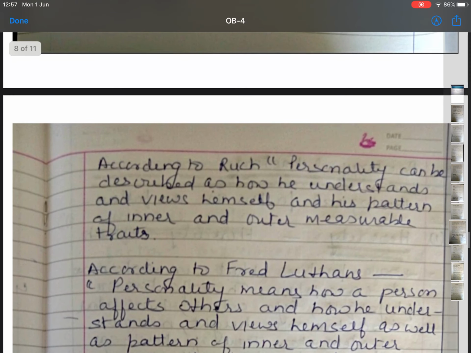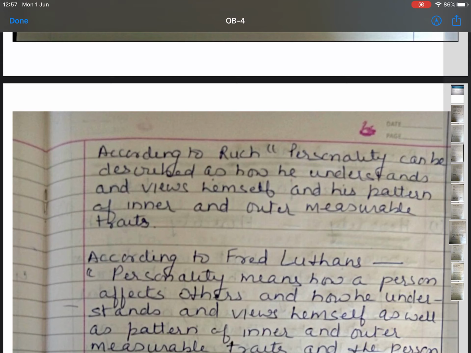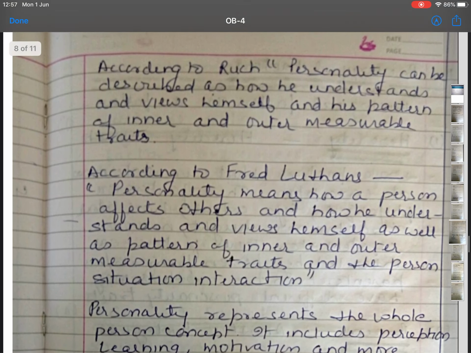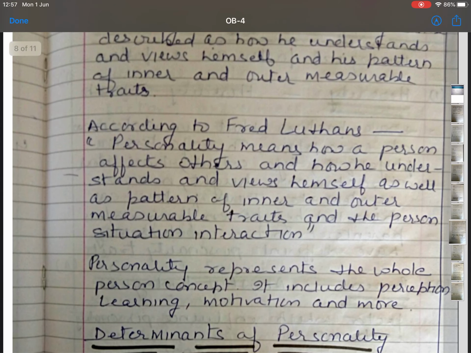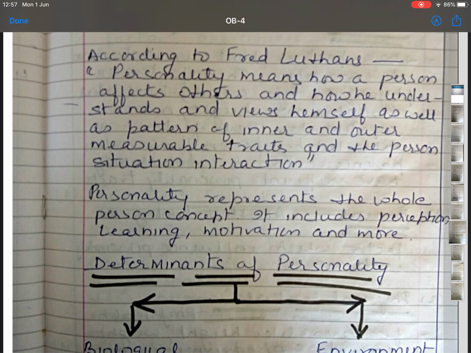According to Rouge, personality can be described as how he understands and views himself and his pattern of inner and outer measurable traits. According to Fred Luthans, personality means how a person affects others and how he understands and views himself, as well as the pattern of inner and outer measurable traits and the person-situation interactions. So we can say personality represents the whole person concept. It includes perception, learning, motivation and more.